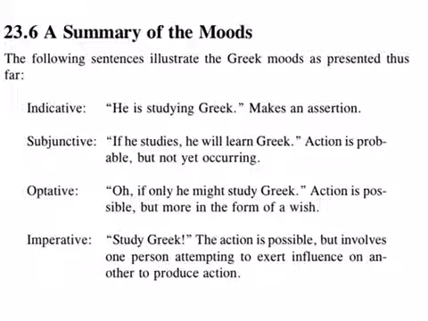If you put it on a scale: I am doing this, I might do this, I wish I could do this. There's just a different mindset behind those three. And then the imperative is just do this. Study Greek. The action is possible, but it involves one person attempting to exert influence on another to produce action.